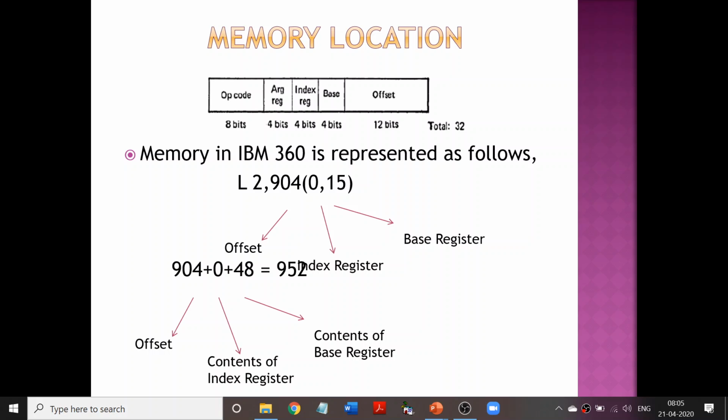So how are we going to represent a memory location? See here, there is an instruction. It is a load instruction: L2 comma 904 of 0 comma 15. We will leave the instruction part; we are not so much worried about it.